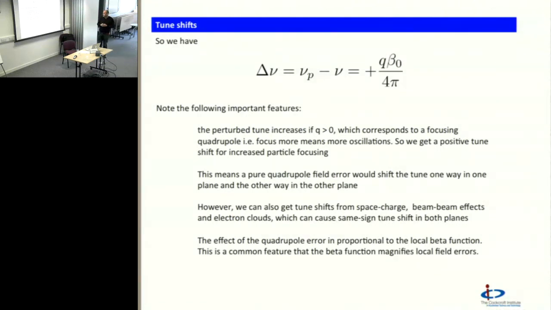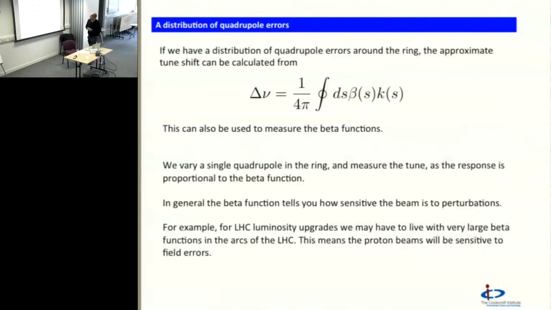However, we also get tune shifts from other effects: space charge, beam, electron cloud. And here, the effect of the quadrupole error is proportional to the local beta function. So beta functions are telling me my sensitivity to field errors in my lattice. If I have lots of quadrupole errors, I can just turn it into an integral, so I get a little tune shift from each of the errors. So I just have an integral around my ring, ds.